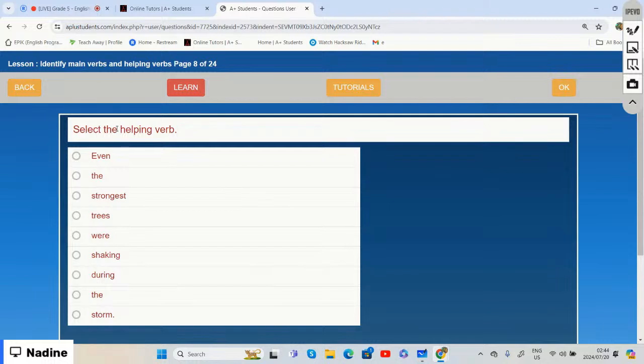So now we need to select the helping verb. It says, even the strongest trees were shaking during the storm. Even the strongest trees were shaking during the storm. We need to select the helping verb within the sentence, the helping verb.